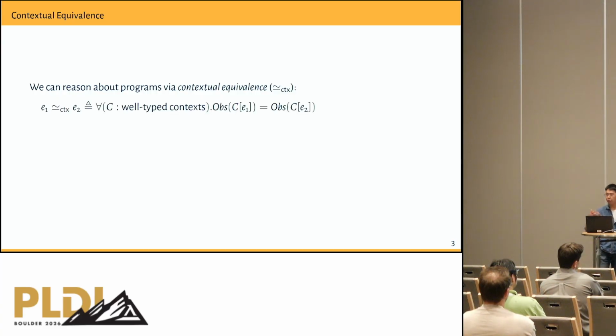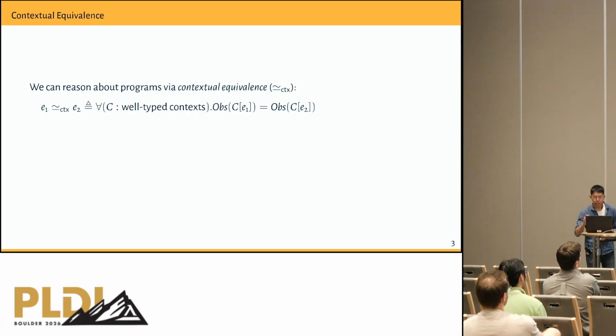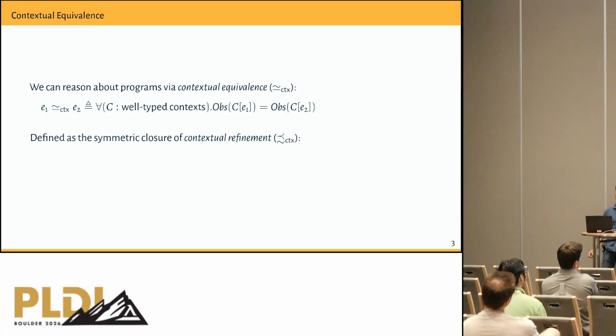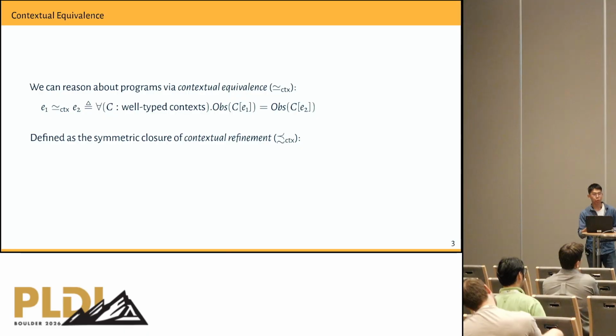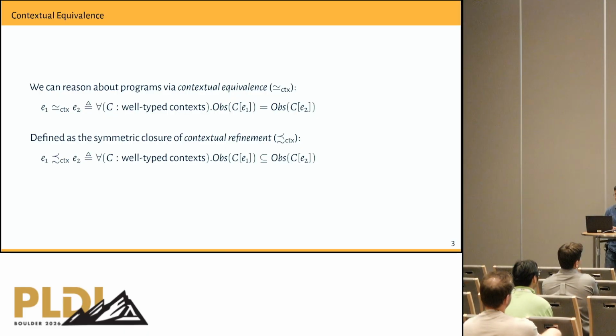Contextual equivalence, if we want to say that E1 is contextually equivalent to E2, means that if you consider all possible well-typed contexts, which you can consider as larger programs with a hole, it doesn't matter whether you substitute E1 into the hole or E2, the observable behavior of C[E1] or C[E2] is exactly the same. Contextual equivalence is defined as the symmetric closure of contextual refinement, which is basically the same, except instead of equality, you have the subset relation.